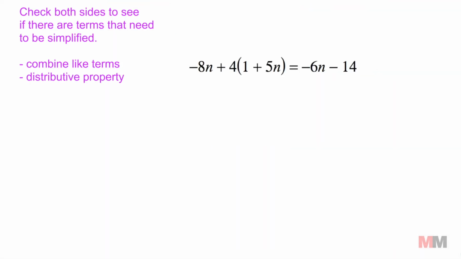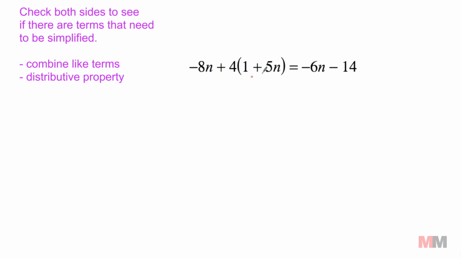I know you hate when your teachers give you stuff and it doesn't look like the example that they just went over, but you just have to think a little bit. When you get an equation with variables on both sides and there's a lot of things going on, all you have to do is simplify each side first by combining like terms or using the distributive property.